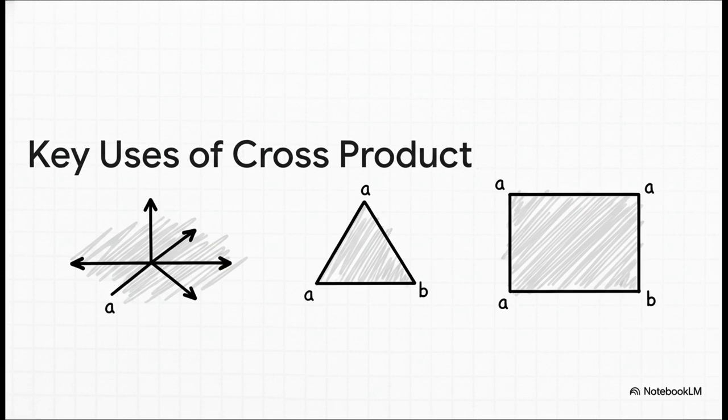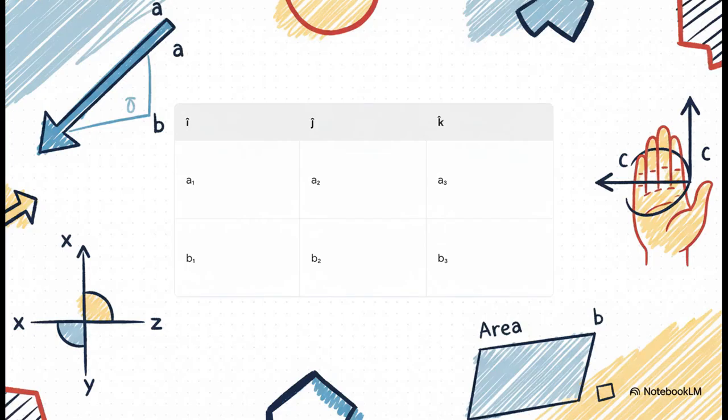Numbers 2 and 3 are for finding areas. You can find the area of a triangle or parallelogram. In fact, the magnitude of the cross product is the area of the parallelogram, and for a triangle, it's just half of that. Now, actually calculating the cross product can look a bit scary, but there's a really simple, mechanical way to do it using determinants.